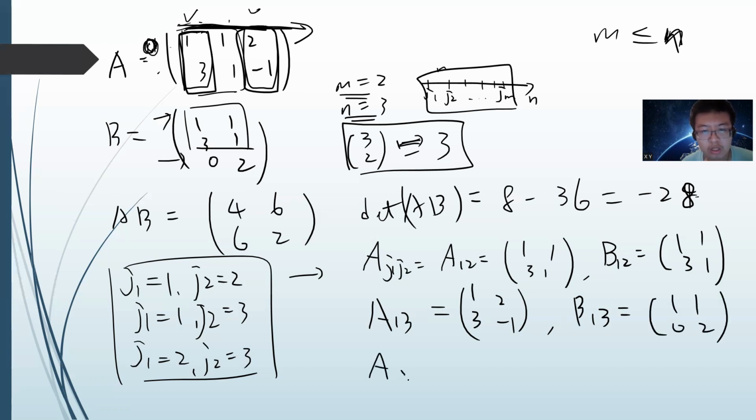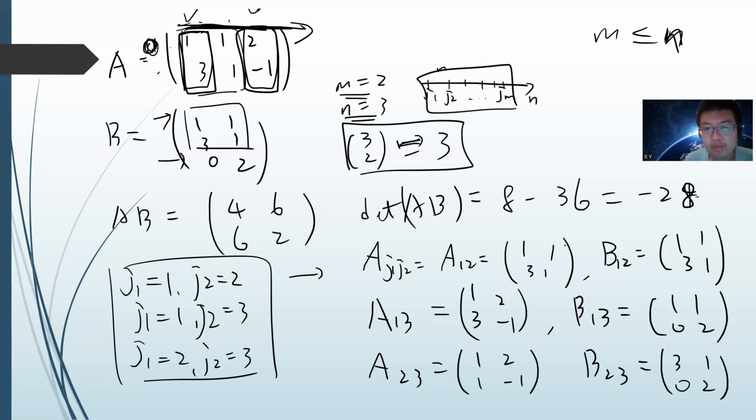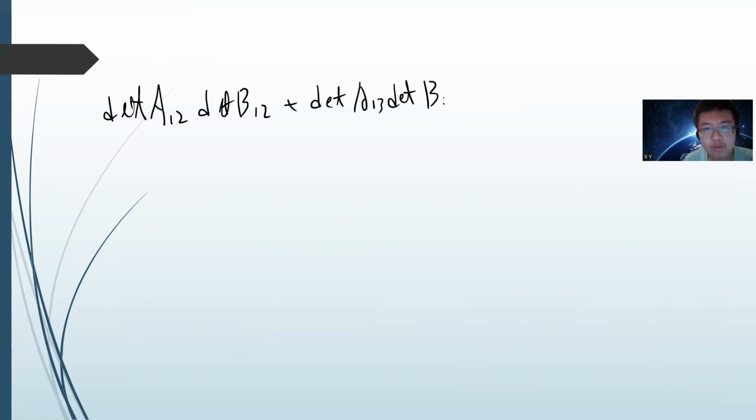And then you can take A2,3. So A2,3 is 1, 2, 1, minus 1. And B2,3 is 3, 1, 0, 2. Okay, let's do a very interesting task. So let's calculate the determinant of A12, the determinant of B12, plus the determinant of A13 and the determinant of B13, and the determinant of A23 and the determinant of B23.